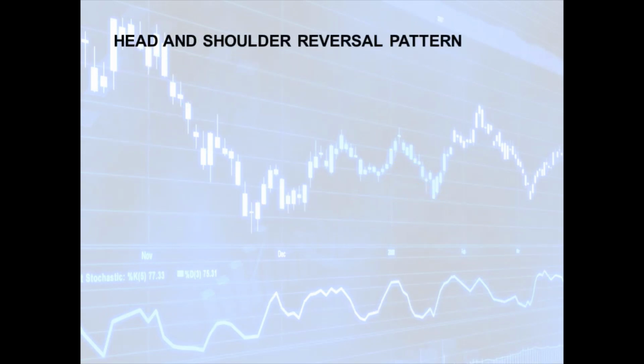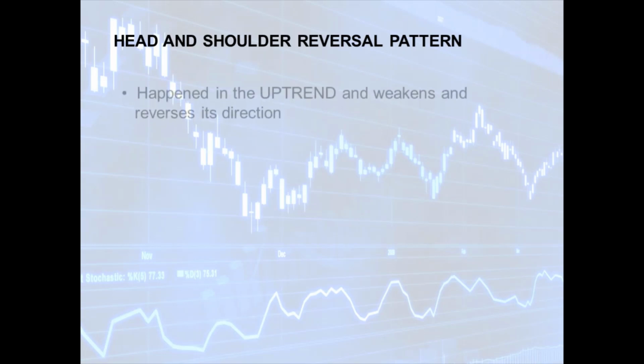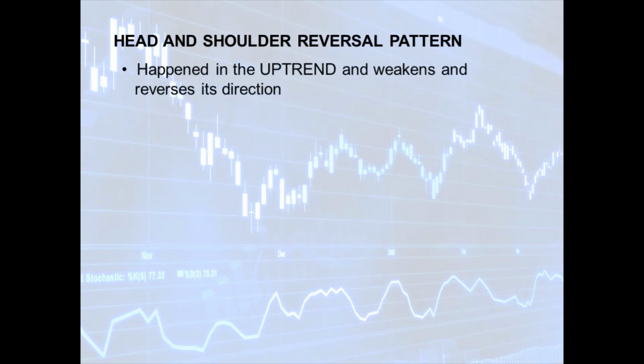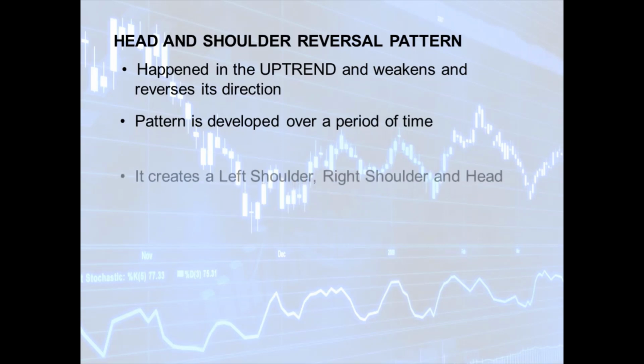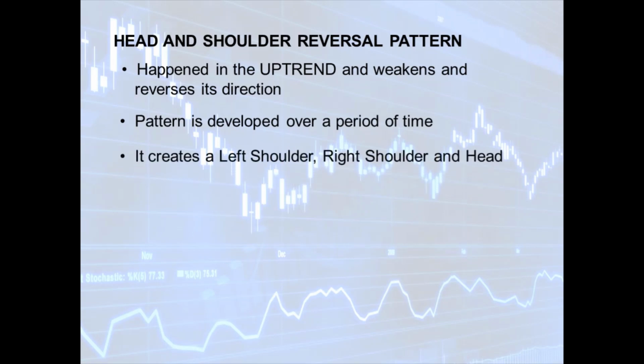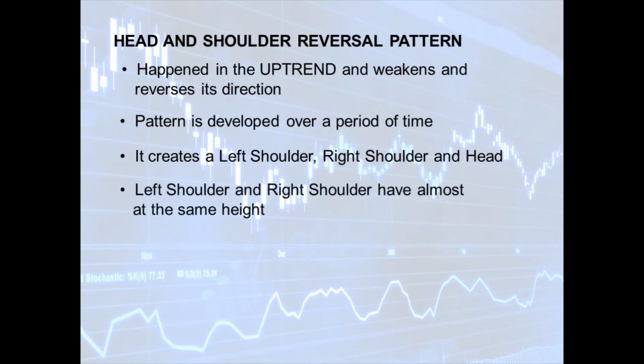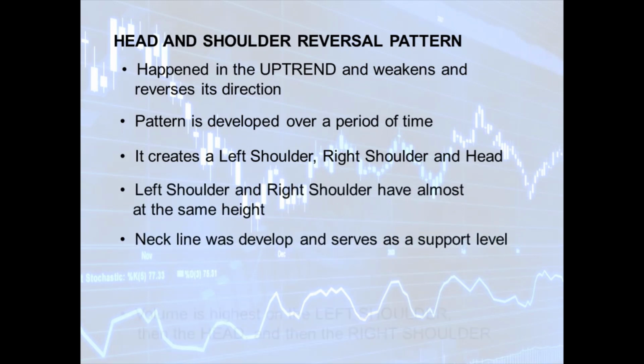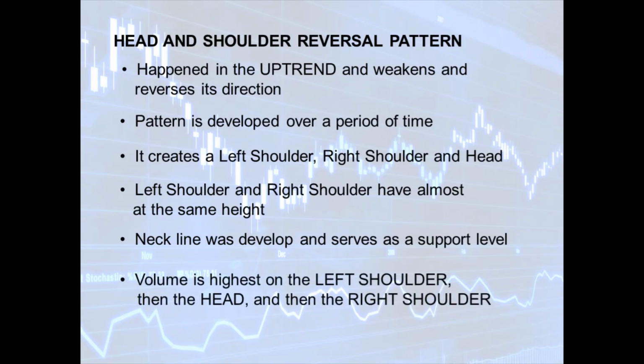The pattern happens in an uptrend, weakens, and reverses its direction. The pattern develops over a period of time. It creates a left shoulder, a right shoulder, and a head in the middle. The left and right shoulders are almost at the same height. The neckline is developed and serves as a support line, and the volume is highest on the left shoulder, then the head, and then the right shoulder.